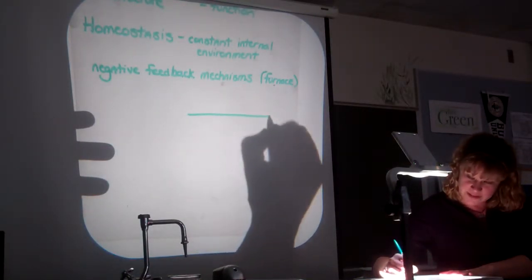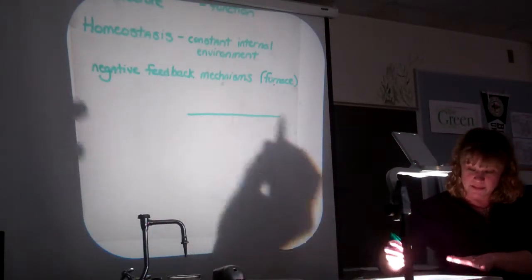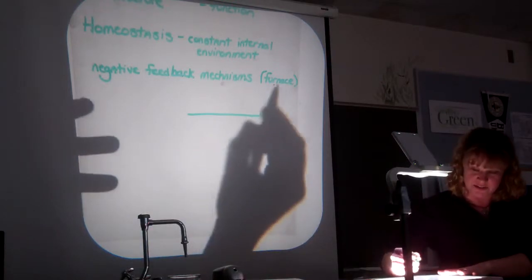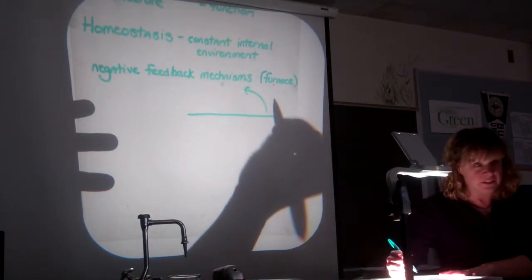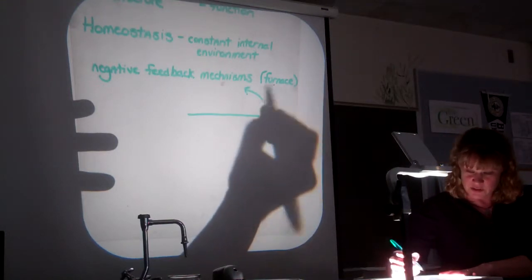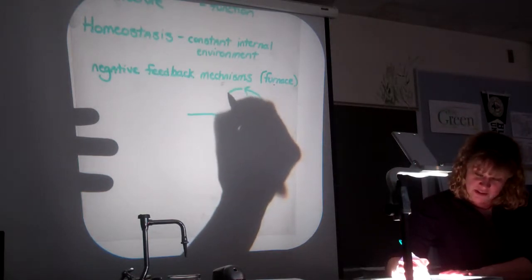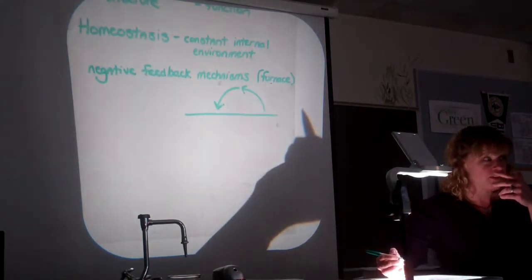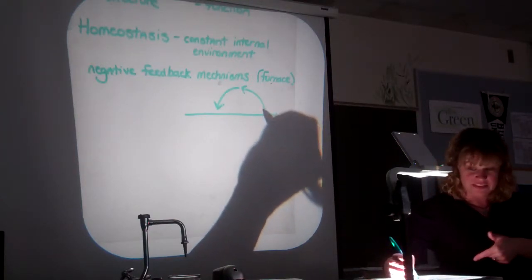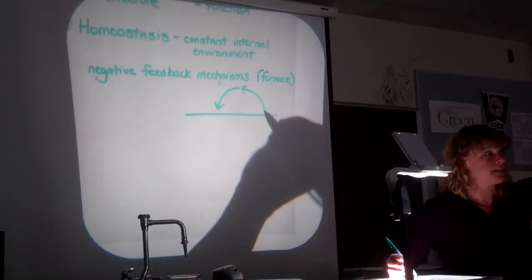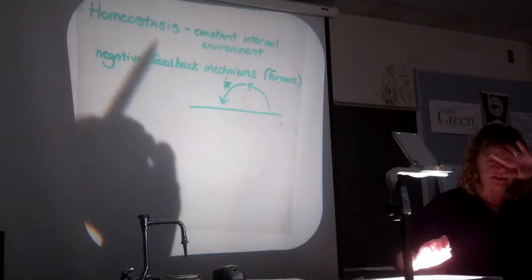Let's say this line represents some set point of what your body needs to be. Maybe that's 98.6 degrees. If something gets out of whack, which it will, since we live in a changing environment, negative feedback mechanisms are going to oppose the initial stimulus. In other words, they're going to work opposite of what the stimulus was. If it went up, it's going to go back down. So the negative feedback mechanism is what's in place to bring it back.